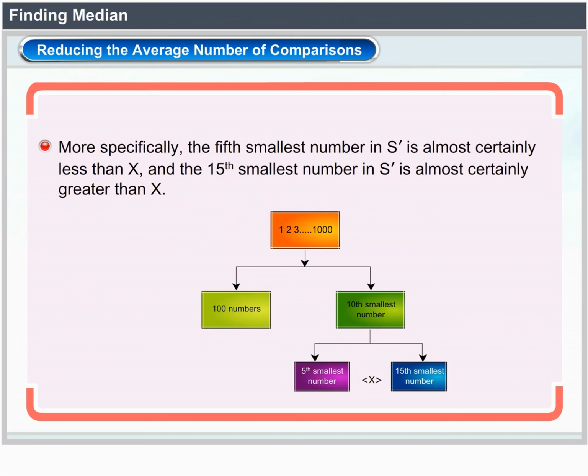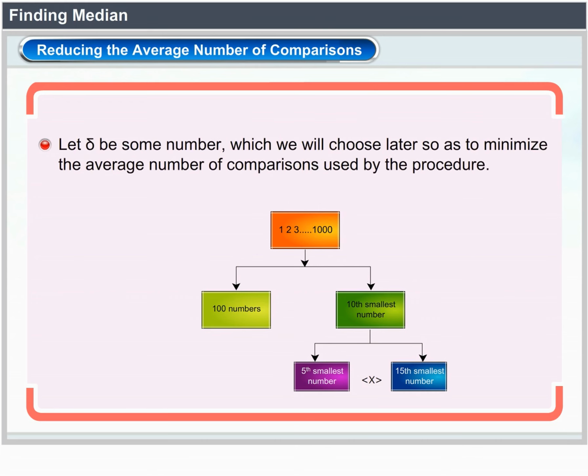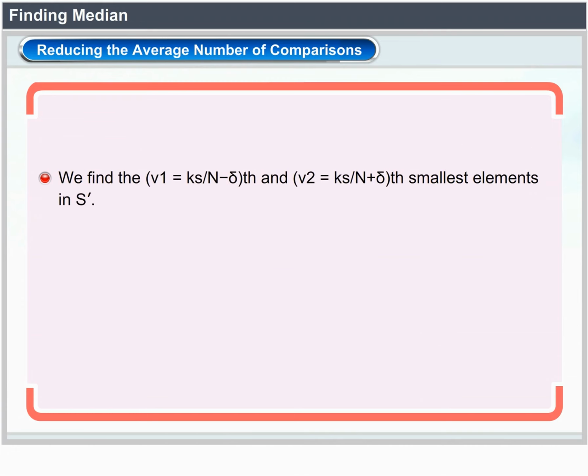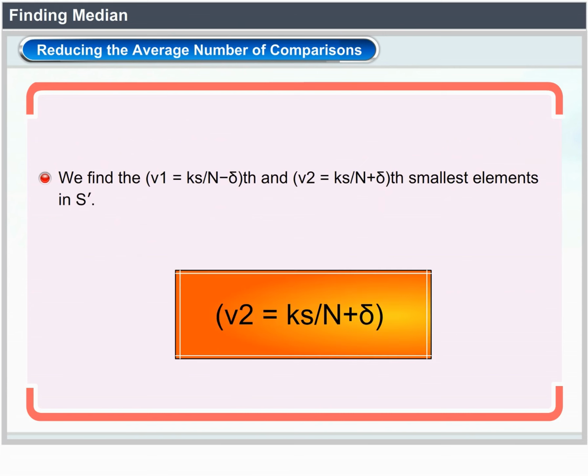More specifically, the 5th smallest number in S' is almost certainly less than X, and the 15th smallest number in S' is almost certainly greater than X. More generally, a sample S' of s elements is chosen from the n elements. Let delta be some number which we will choose later so as to minimize the average number of comparisons used by the procedure. We find V1 equals k s by n minus delta and V2 equals k s by n plus delta smallest elements in S'.